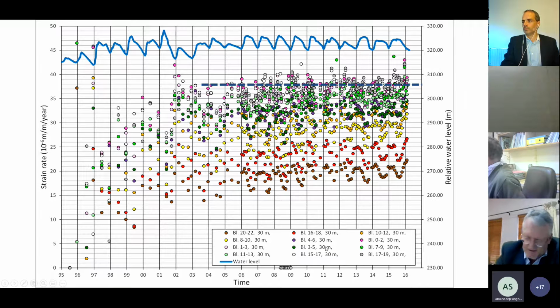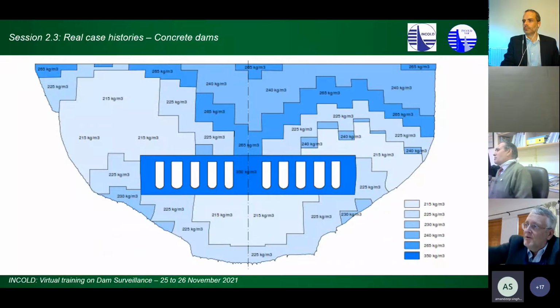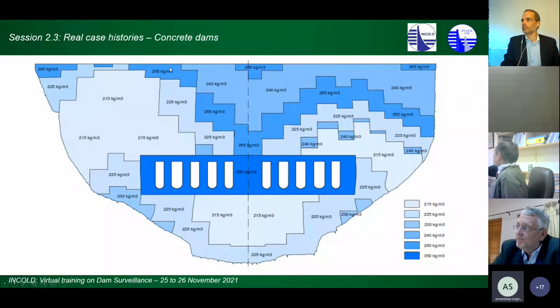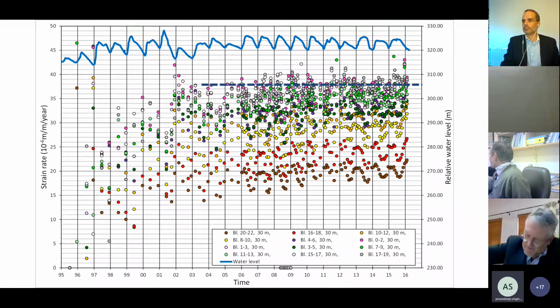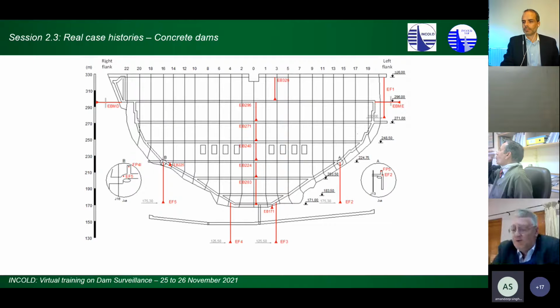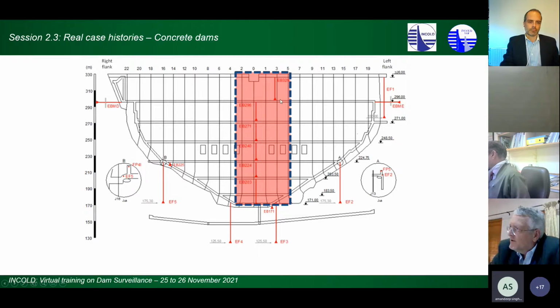Fortunately, in this case, they recorded the construction process really well. So we know they used different concrete with different cementitious content for the different blocks. Okay, so we have that information, a direct relationship between cementitious content and the swelling rate. Okay, but that's the precise leveling. So they also have rod extensometers to monitor swelling. All right, first they installed these ones.